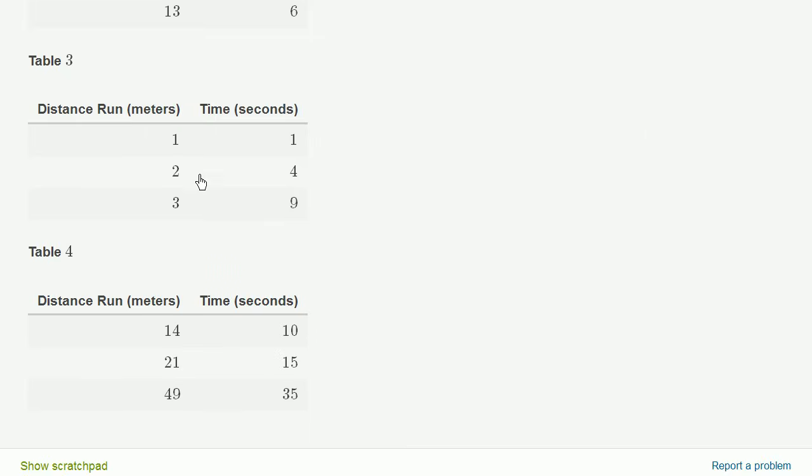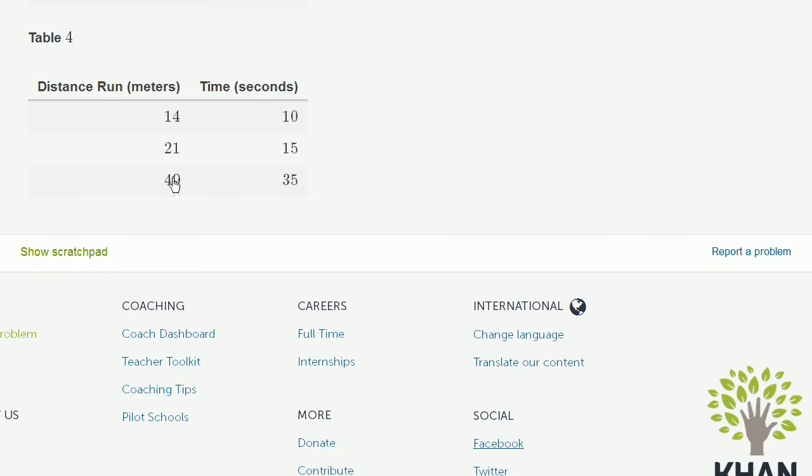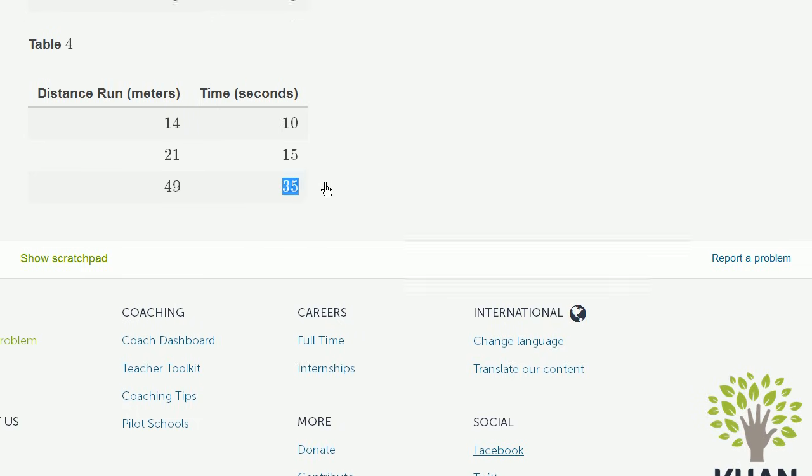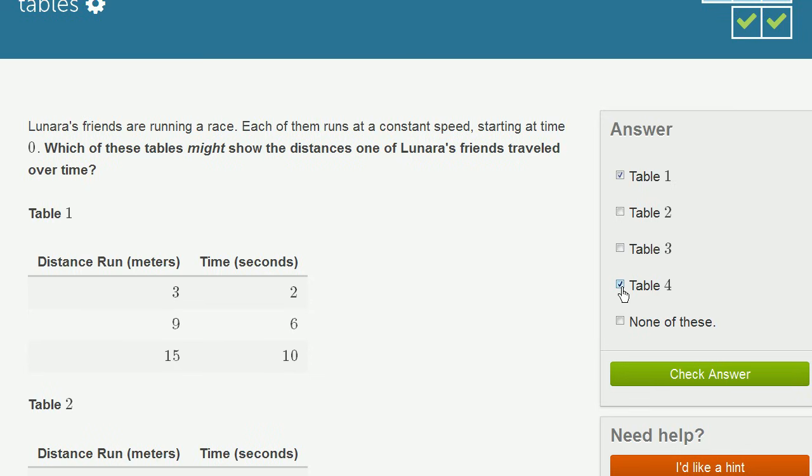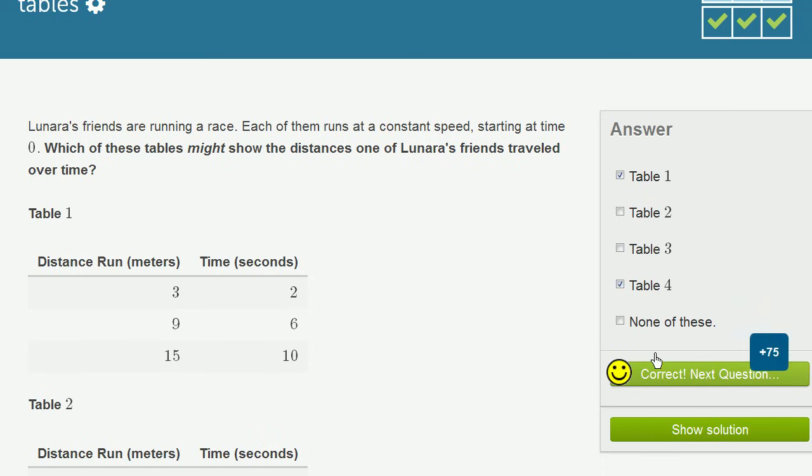Table 3. So 1 to 1, then when you double the distance, we double the time. When you tripled the distance from 1, you didn't triple the time. So table 3 doesn't seem to make sense either. Table 4, so 14 to 10. That's the same ratio as if we divided by 2, a 7 to 5 ratio. If we divide both of these by 3, this is also a 7 to 5 ratio. And if you divide both of these by 7, this is also a 7 to 5 ratio. So table 4 seems like a completely reasonable scenario. And we can check our answer, and it is.